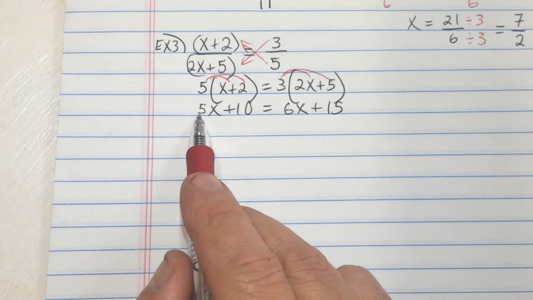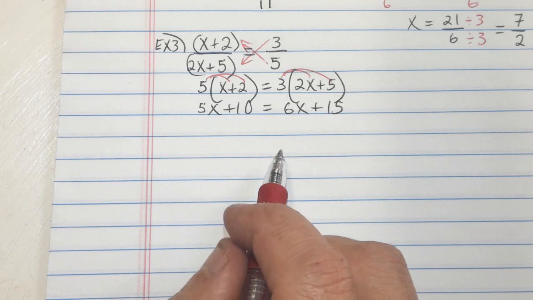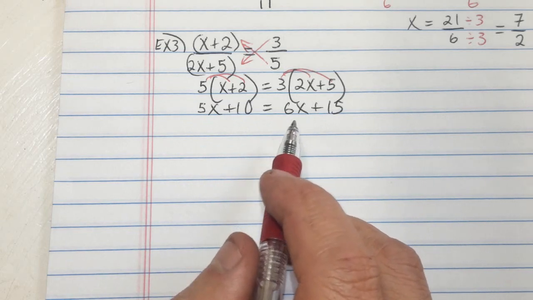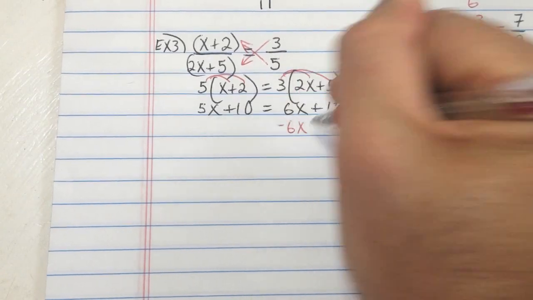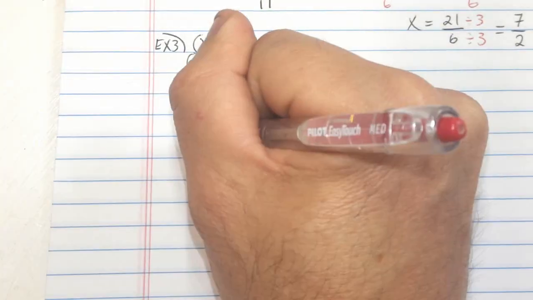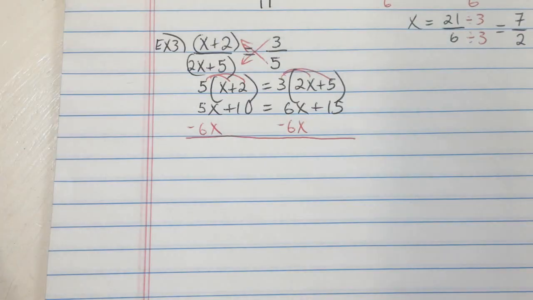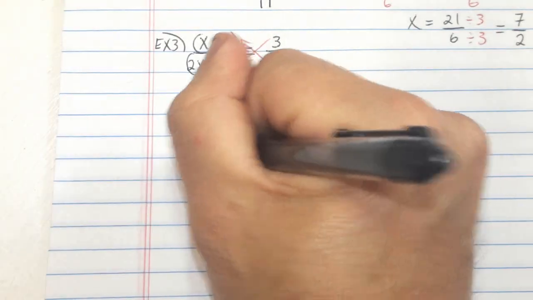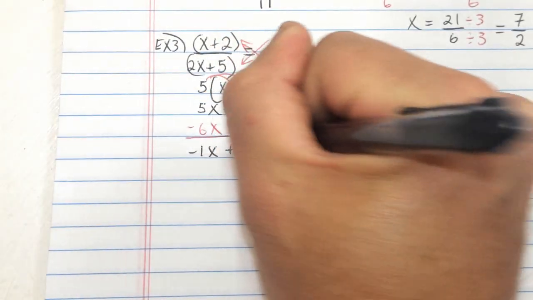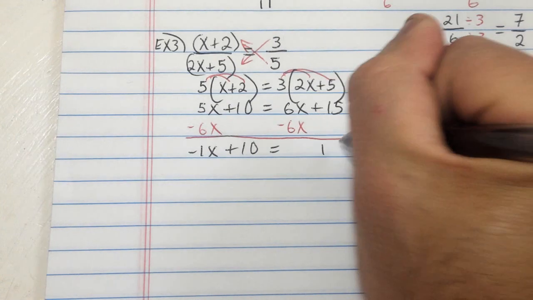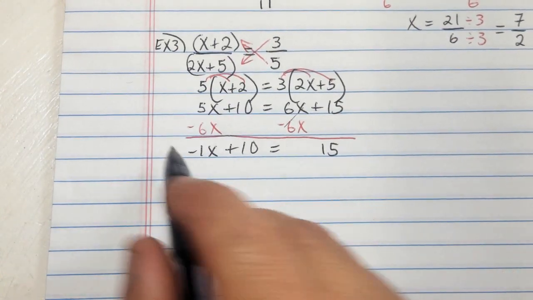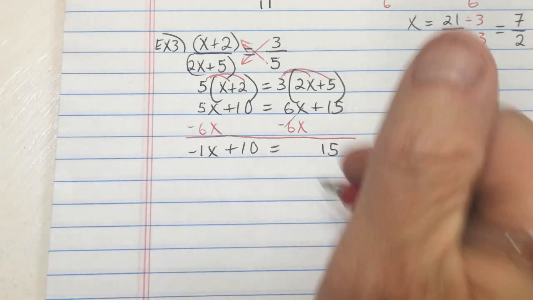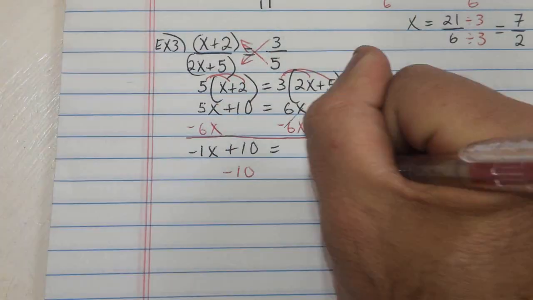Got variables on both sides, and we got constants on both sides. So we want all the variables on one side, all the constants on the other. What I'd probably do in this case is just move the 6x, eliminate the 6x first. That's going to give me negative 1x plus 10 equals 15, because those 6x's now cancel out. Eliminate the plus 10 by subtracting 10 to both sides.